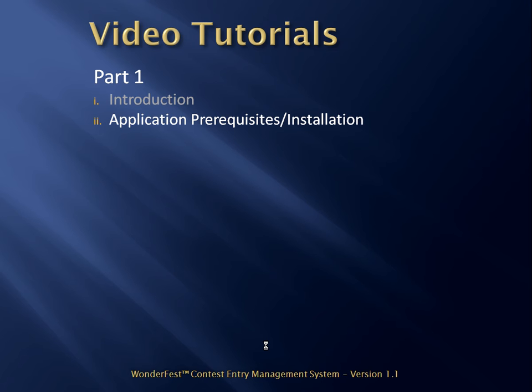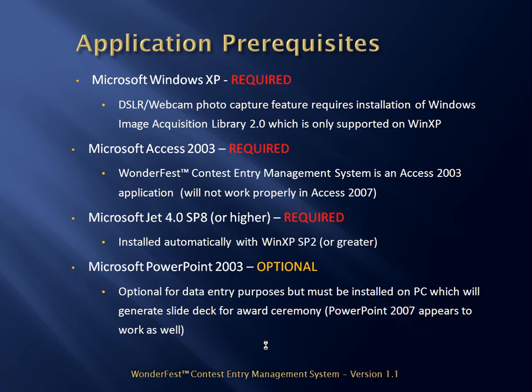So let's jump into the application prerequisites and the installation. We'll go through a test installation. So you need to have Microsoft Windows XP on the machine you're going to install the application, and that's simply because the Windows Image Acquisition Library, which I use to capture the photos from a digital SLR or a webcam, for some reason Microsoft only supports that on XP, not on Vista or 7.